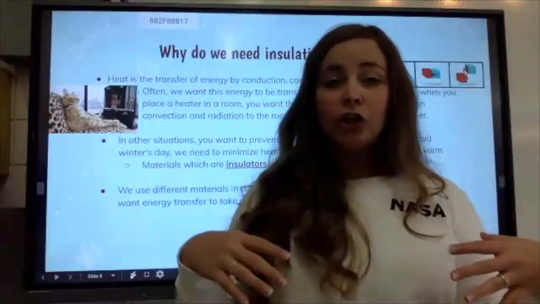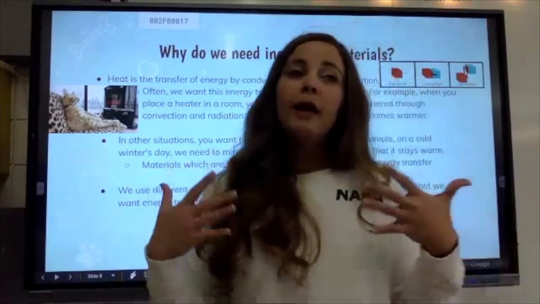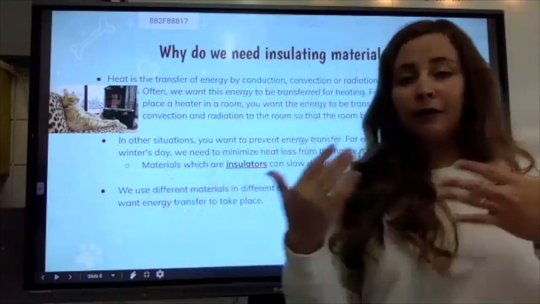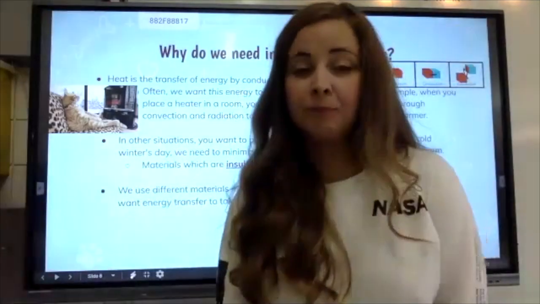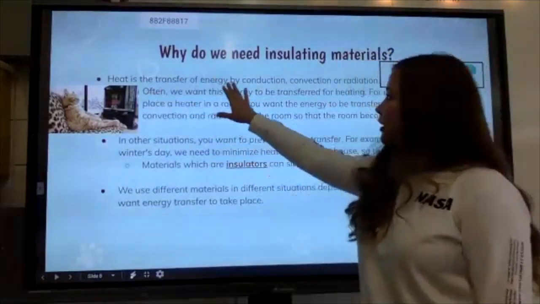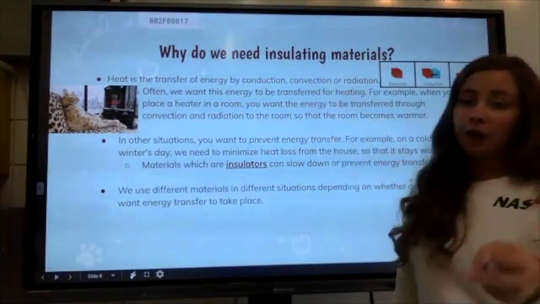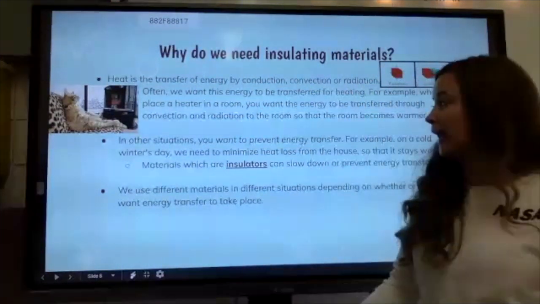Okay, and insulators are all of your non-metals usually. Insulators do not allow heat to pass through them easily. So, we have that heat is the transfer of energy by conduction, convection, or radiation. We've been talking about that for about the past week and a half.